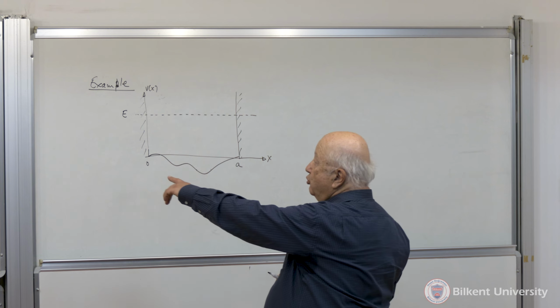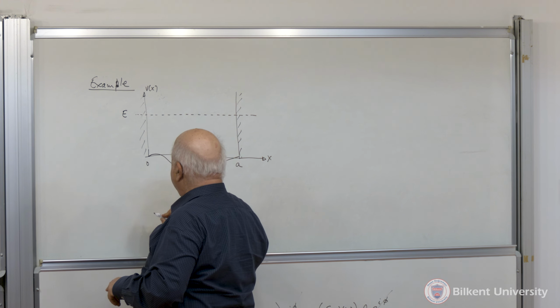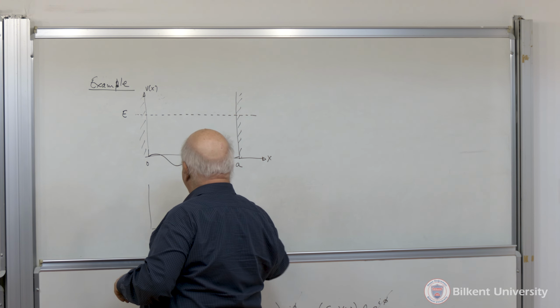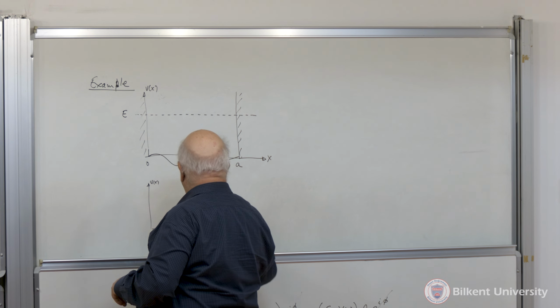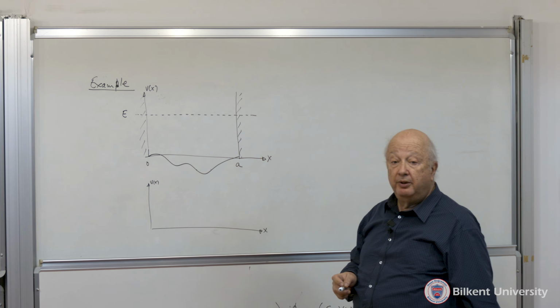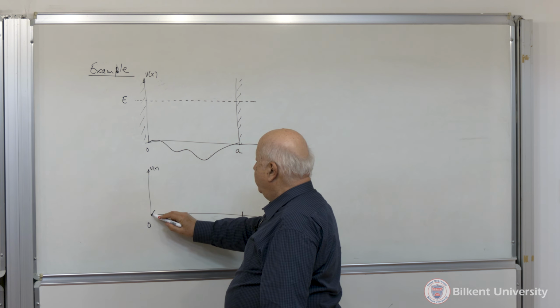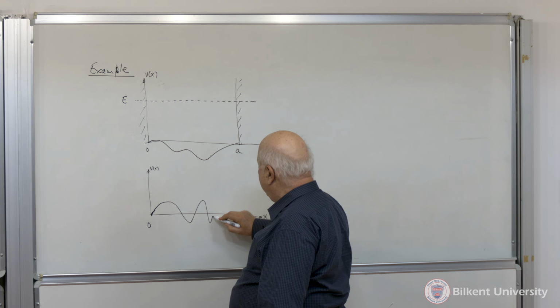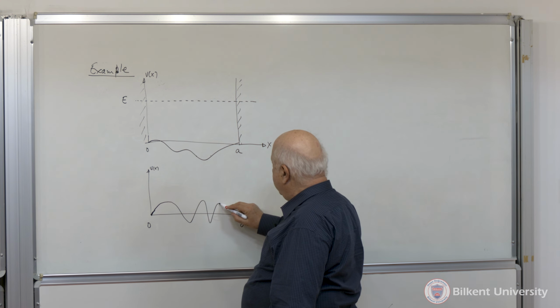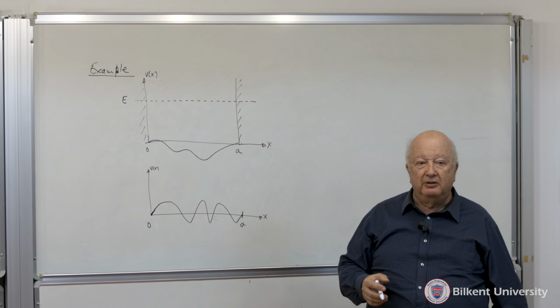So my solution for psi of x is going to be something, but it still has to obey the boundary conditions. What are the boundary conditions? It has to go to 0 at the boundaries. So I need to have this wave function going to 0, and in the middle it's going to do something. I know that it's going to oscillate faster perhaps when kinetic energy is larger, but eventually it will go to 0. So psi of x will look something like that.